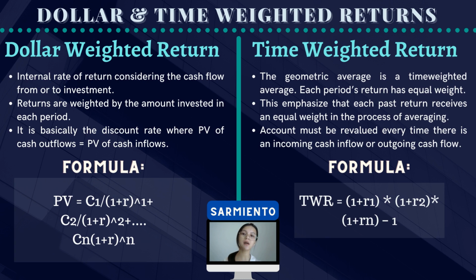In other words, the TWR is intended to compensate for the number of cash inflows and outflows made to your account. So the formula for the TWR is time-weighted return equals 1 plus R1 times 1 plus R2 times, up to 1 plus Rn, minus 1, where R is equal to the return in different periods.